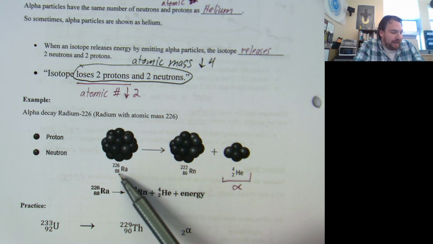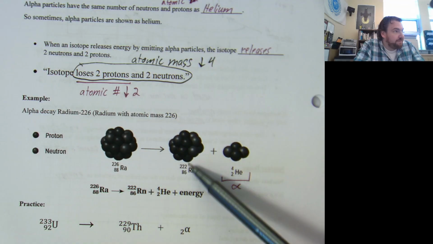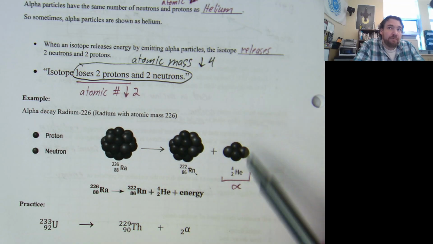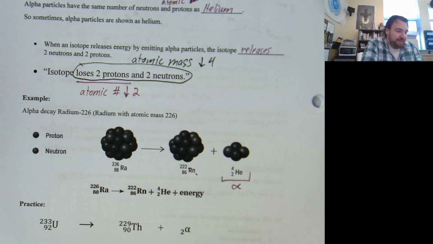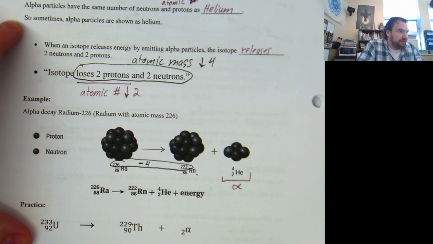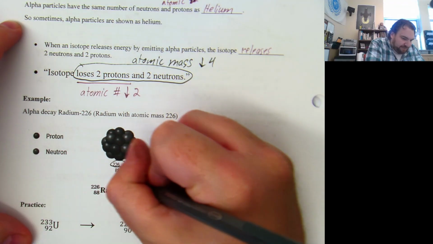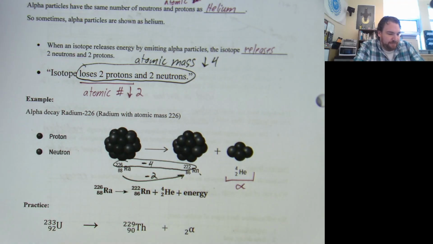So you had radium with a mass of 226, and now you've got radon with a mass of 222. Because you lost 2 protons, 2 neutrons. So this is where the balancing that we're going to look at is going to come in. This guy here, the 226, you took away 4 to get from one to the other because the mass dropped 4. And to get from here to here, you took away 2 because there were two protons that left.